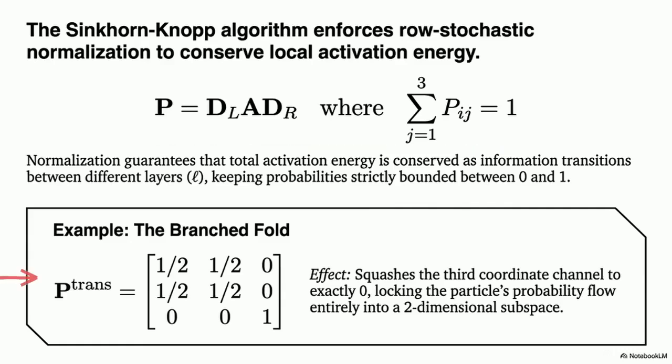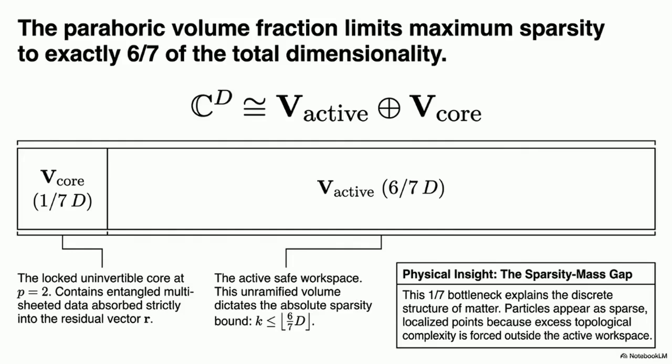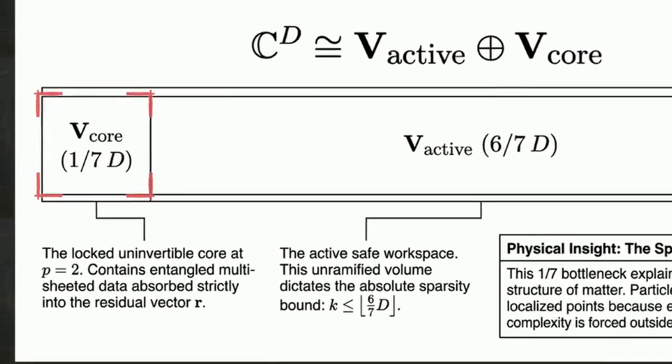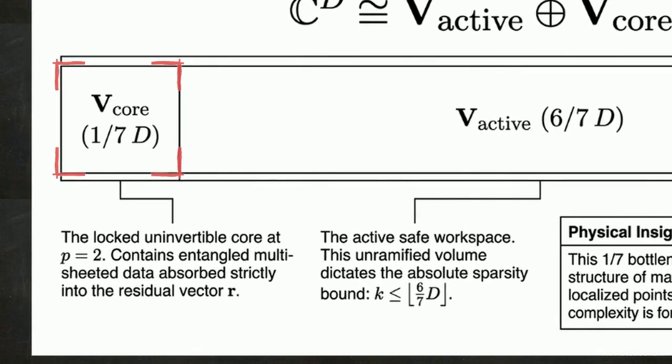Looking at this normalized matrix for the branched fold, it balances the local activation energy. This normalization strictly locks probability flow between 0 and 1, ensuring these shifts never trigger a total geometric collapse. This block diagram illustrates the absolute dimensional bottleneck. At prime p equals 2, exactly 1/7 of the model's total operator volume is mathematically locked into uninvertible sheet couplings.